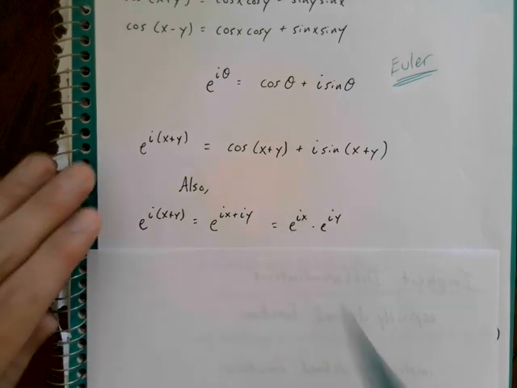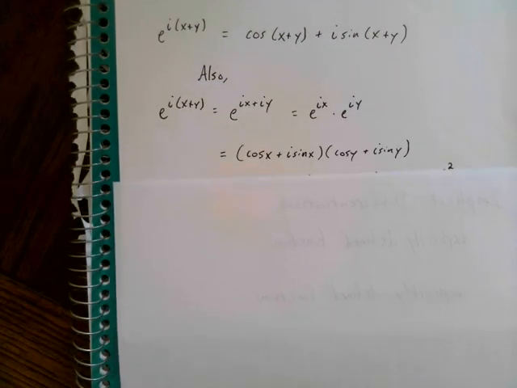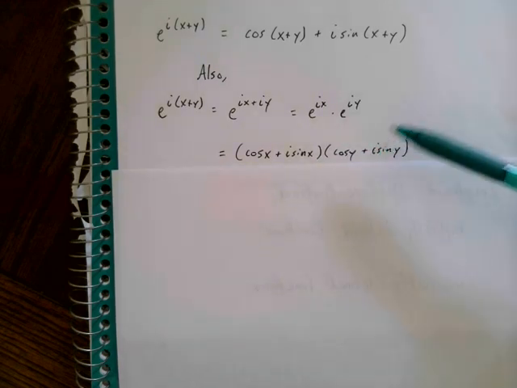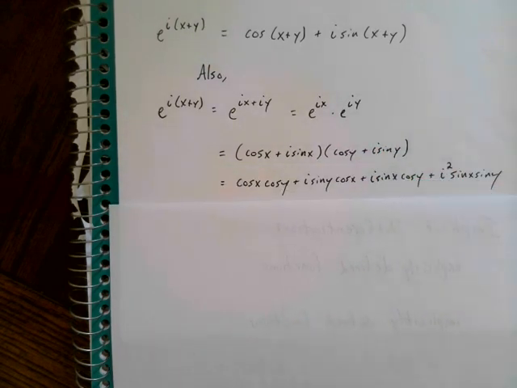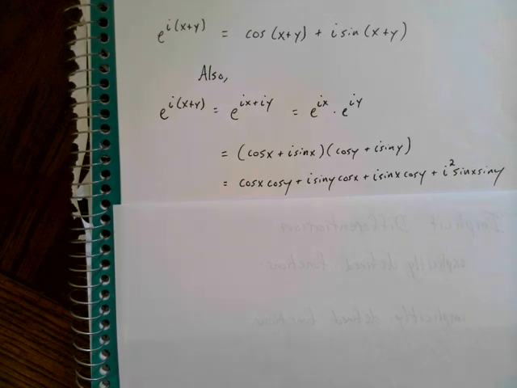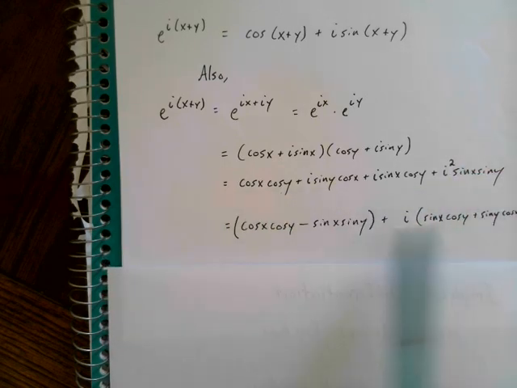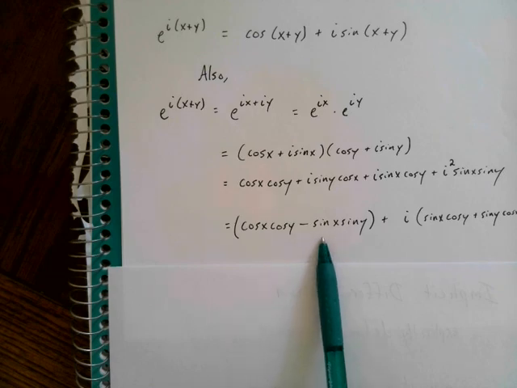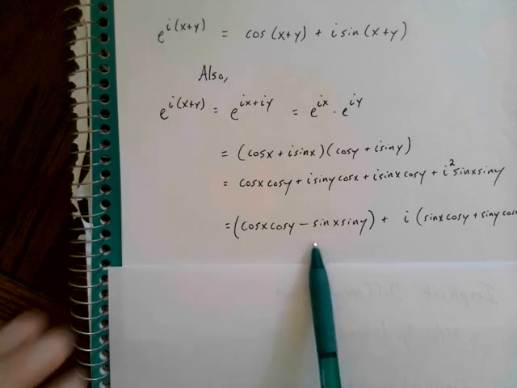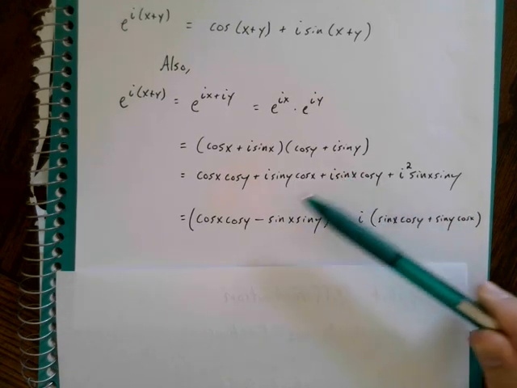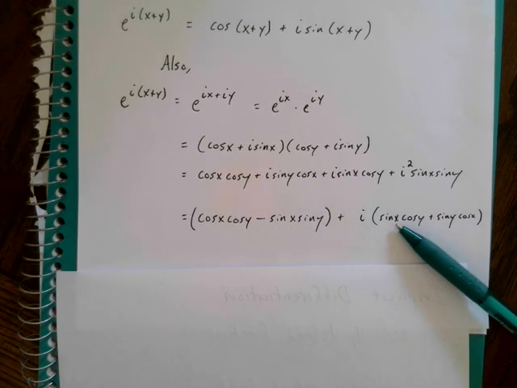Then use the identity for e to the ix and e to the iy. Right, that's e to the ix times e to the iy. Multiply that all out by FOIL. Simplify that because i squared is -1, so it gives you cosine of x cosine of y minus sine x sine y. This is the real part, the part which has no imaginary aspect to it. And the two parts with the imaginary unit i, we put over here.